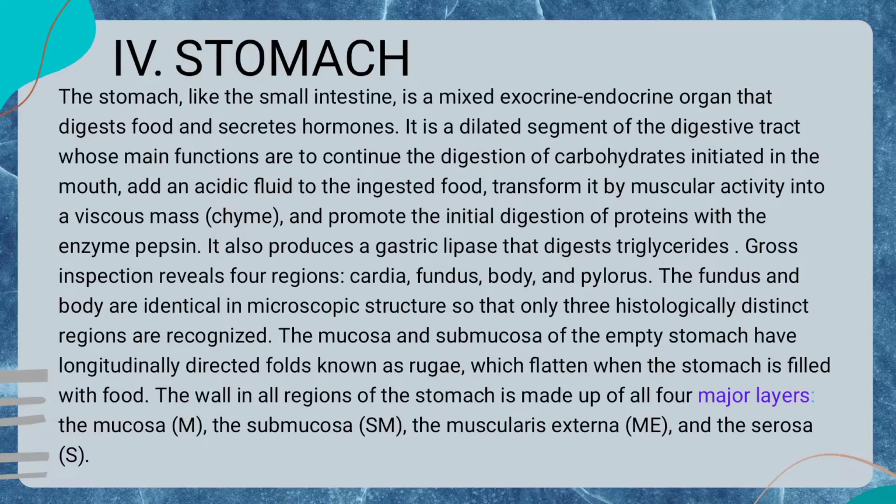The four major regions that make up the stomach are the cardia, fundus, body, as well as the pylorus. The mucosa and submucosa of the empty stomach have large, longitudinally directed folds called rugae, which flatten when the stomach fills with food. The wall in all regions of the stomach is made up of all four major layers. These are the mucosa, the submucosa, the muscularis externa, and the serosa.